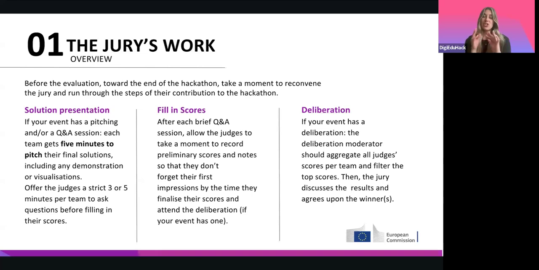After each presentation and Q&A, the judges will get a moment to record their scores, notes, and comments, so that they have something written down for the team before they move on to the next one, so that they don't forget their thoughts. If you have a deliberation in your agenda, this should happen after all of the pitches have been seen. The jury has some scores and comments on all of the teams, and then they discuss the results as well to agree on a common winner or winners.